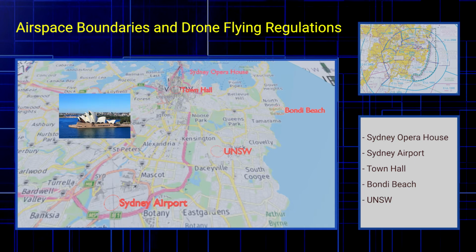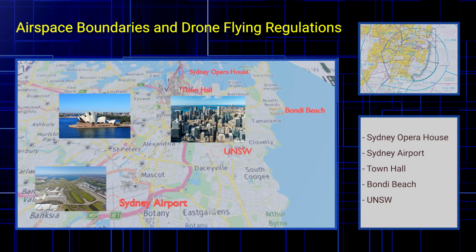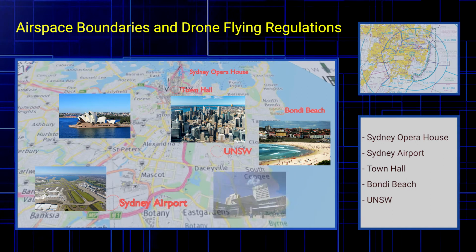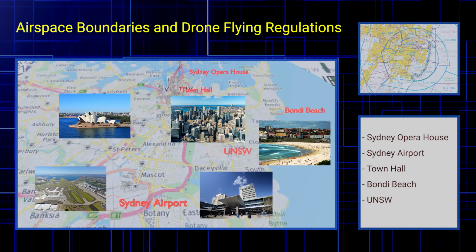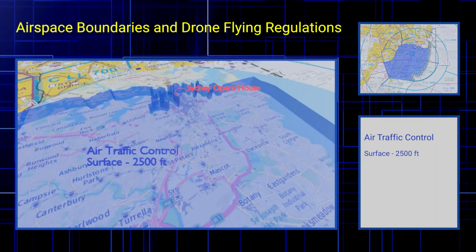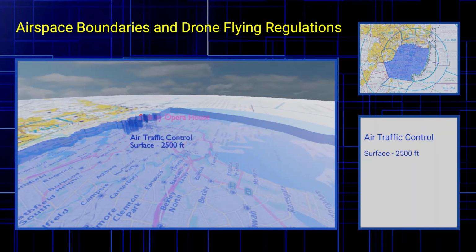This is Sydney Opera House, which is located 10 kilometers from Sydney Airport, 2 kilometers from Sydney CBD, and 7 kilometers from Bondi Beach. University of New South Wales, or UNSW, is located here. For safety, this airspace, shaded in blue, exists to ensure control of all aircraft movements by the air traffic controllers. As a manned aircraft, to enter this airspace, which applies from surface to 2,500 feet, the pilot needs clearance from the air traffic controllers at the Sydney Airport Tower.